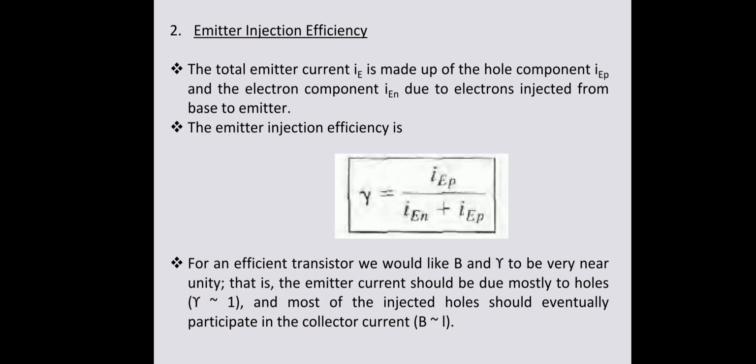So if gamma is 1, it means most of the injected holes should eventually participate in the collector current. That means the collector current is made up of the hole component of emitter current only. In that case only, gamma becomes unity. So for a good transistor, the base transport factor B and the emitter injection efficiency gamma should be nearly equal to 1.